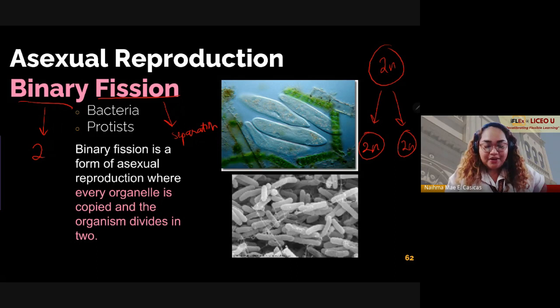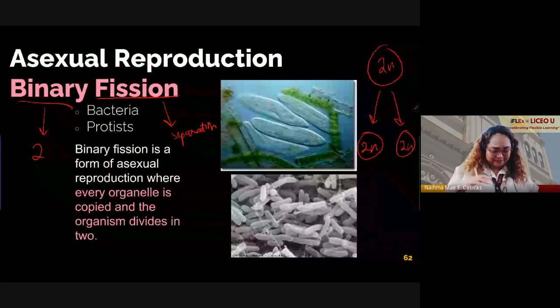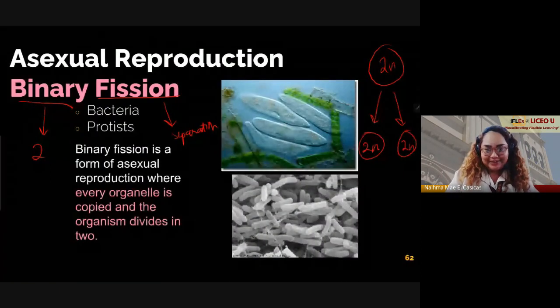So your protists, your bacteria, they're able to reproduce this way. And that is why if you ever get a bacterial infection, the bacterial infection could spread really fast. Nga naman, kay paspas man kaayo mag-reproduce ang imuhang bacteria.